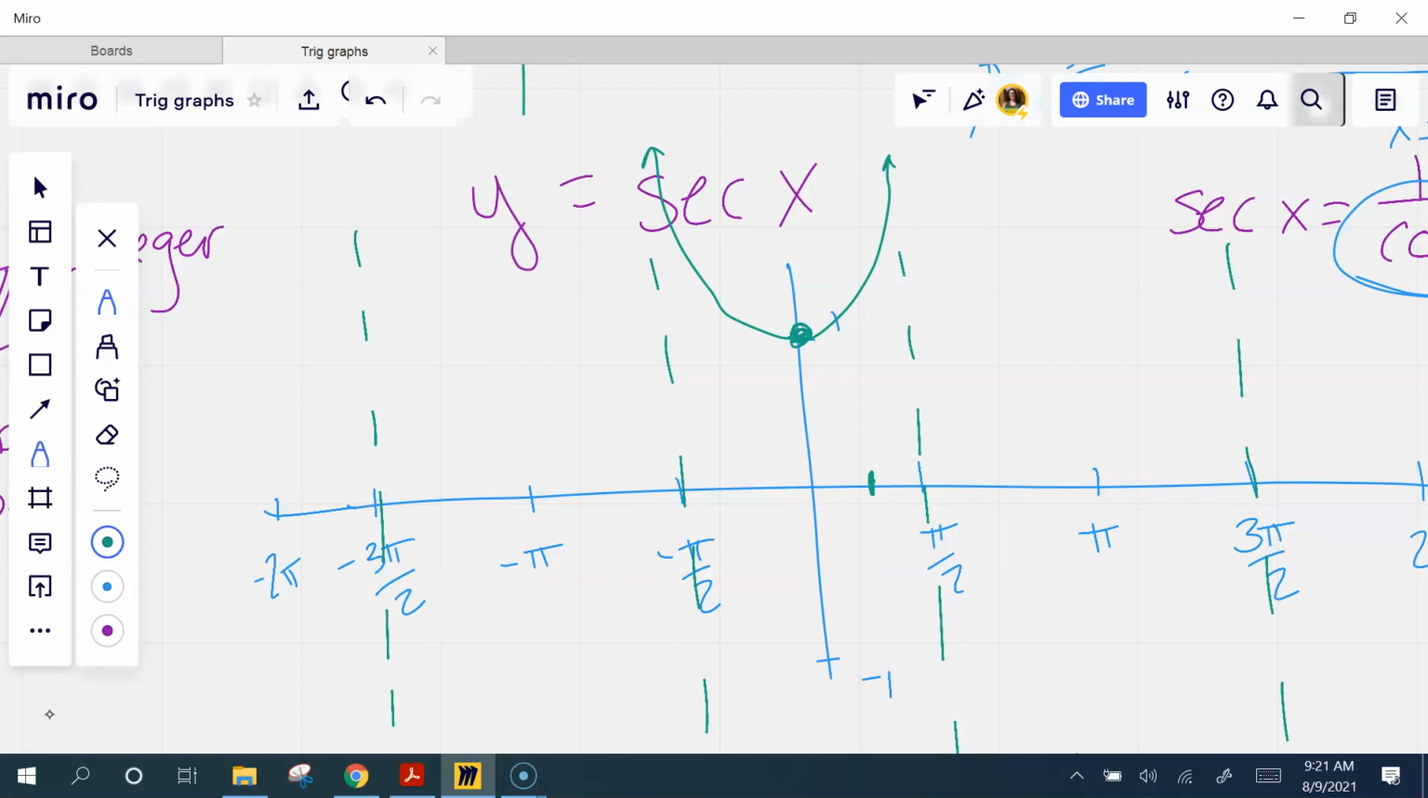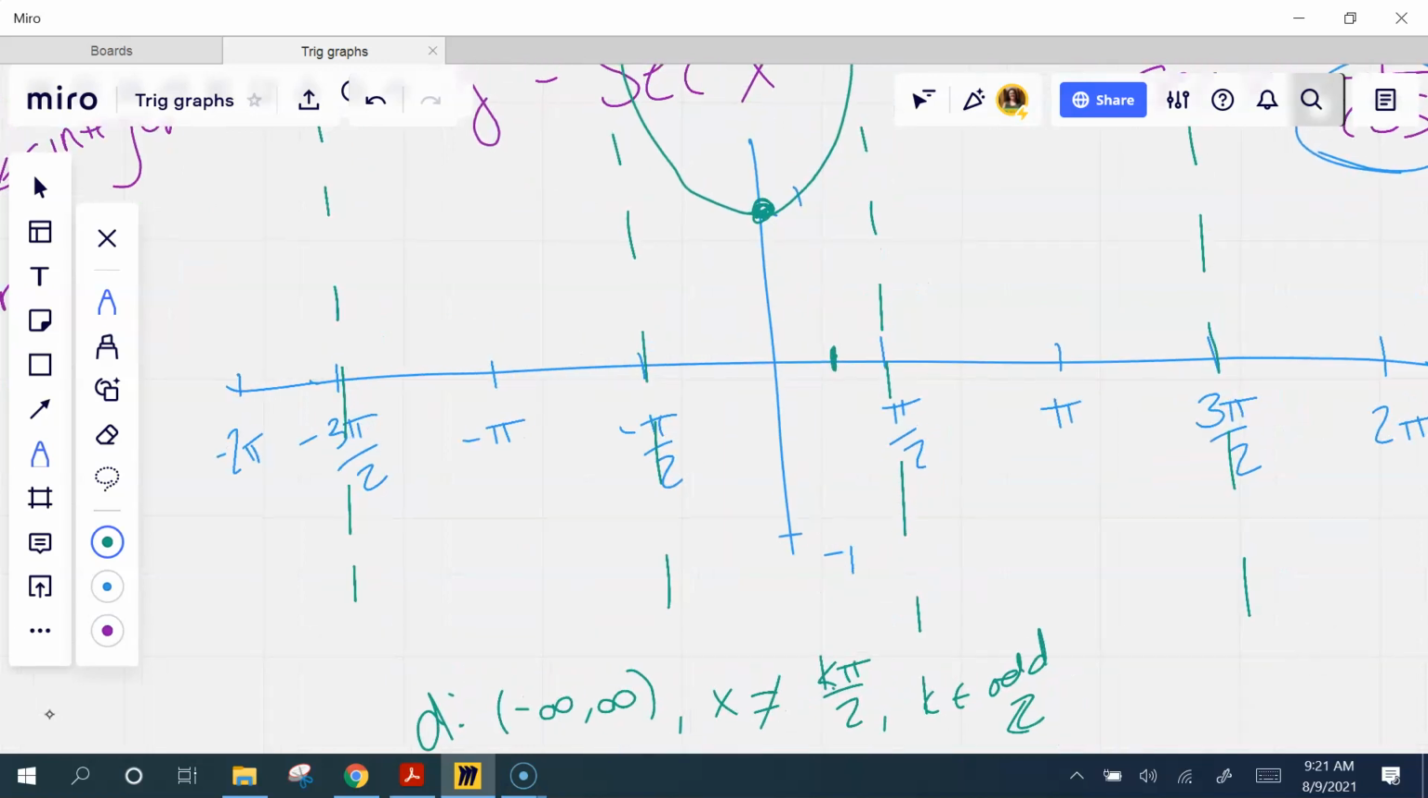It's like a bunch of parabolas. Yes, this is what secant looks like. Let's graph it. For every period, like the negative pi would be the same thing as the parabola. Okay, no, it's going to flip.